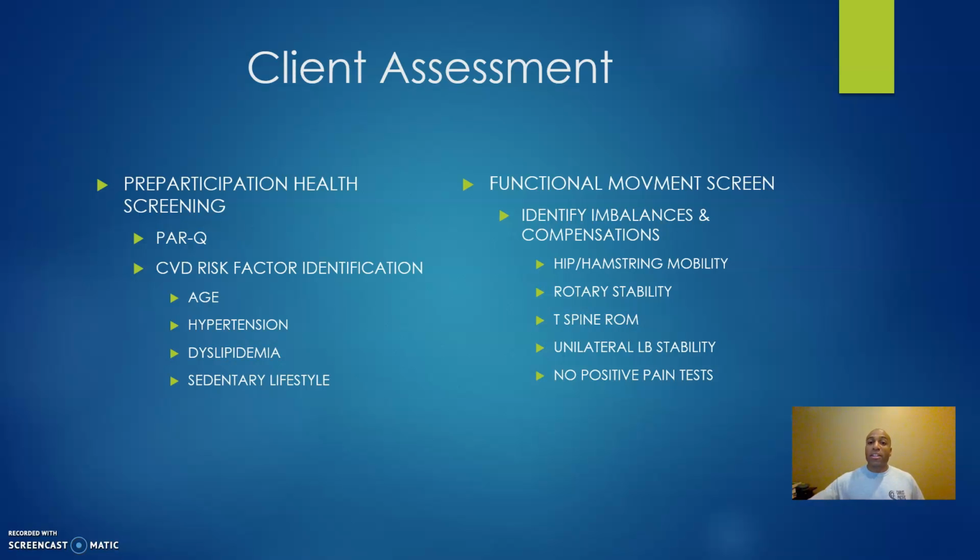Taking her through this 7 motion movement screen, we found definitely some limitations. The specific areas are listed here with hip and hamstring mobility, rotary stability, looking at core strength as well. She had some limited thoracic spine rotation, and then some basic unilateral lower body stability issues. Basically, I guess you want to talk about balance and lower body stability.